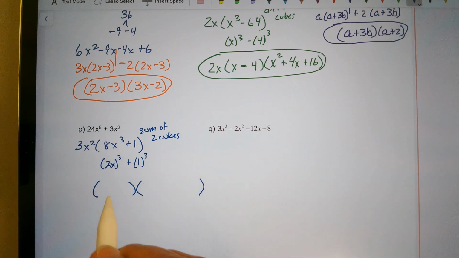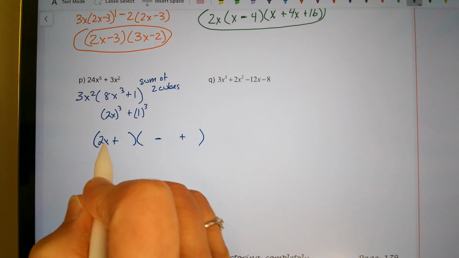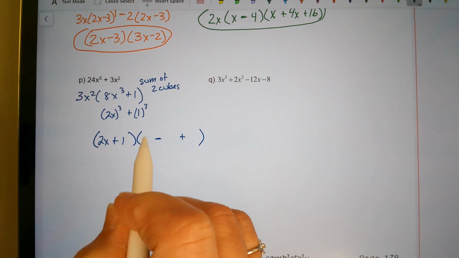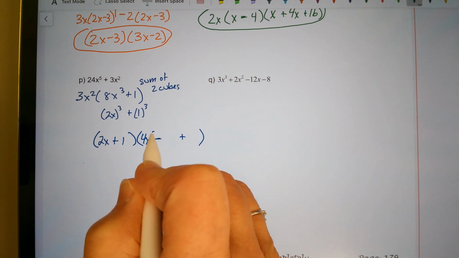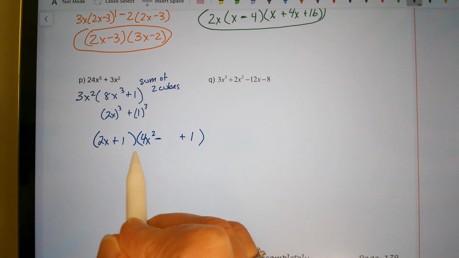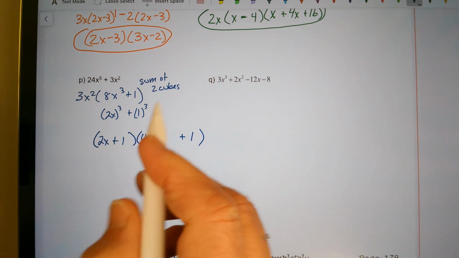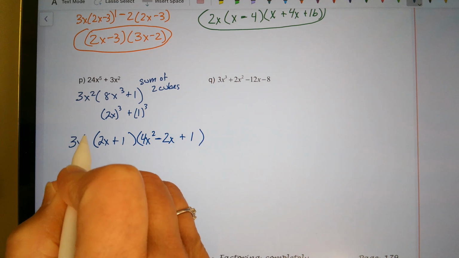The binomial, the signs go same, opposite, always plus. Our binomial is 2x plus 1. Our trinomial, the first term is going to be 2x times 2x, which is 4x squared. The last term is going to be 1 times 1, which is 1. And the middle term is the product 2x times 1, which is 2x. Bring down the GCF 3x squared.